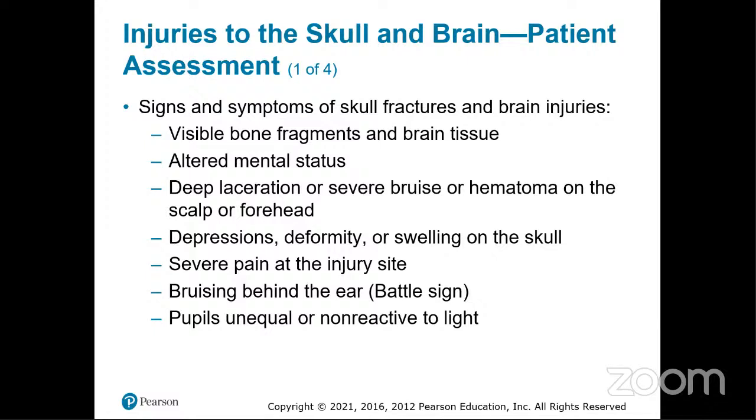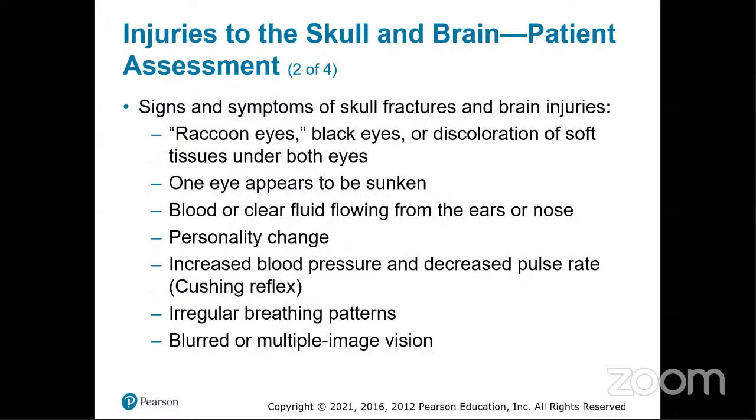Pupils are unequal or unreactive to light. So you'll shine your light in there and one will be blown, or big and dilated, and one will be pinpoint, and neither one of them will respond to your light. Raccoon eyes or black eyes: discoloration of the soft tissue underneath both eyes. It's different from a black eye. Usually if you get punched in the eye, you'll get one. The raccoon sign, you'll get in both, and they'll be big and black. Same thing, it appears fast onset versus slower.